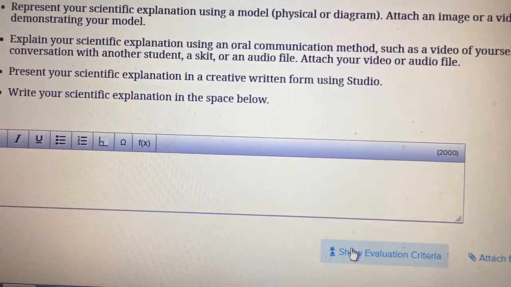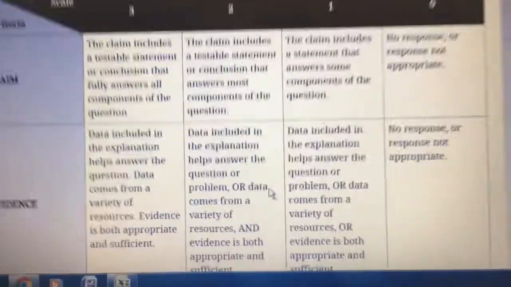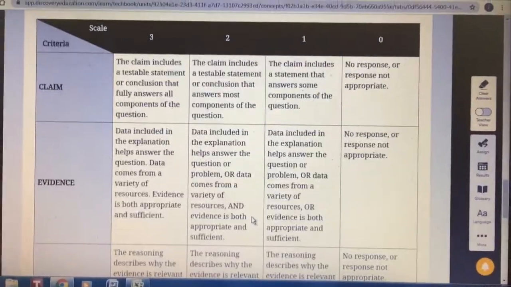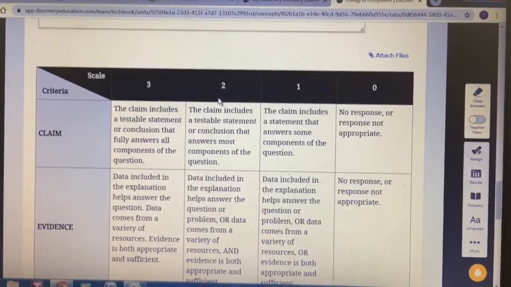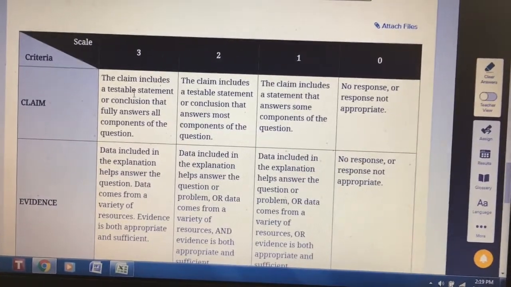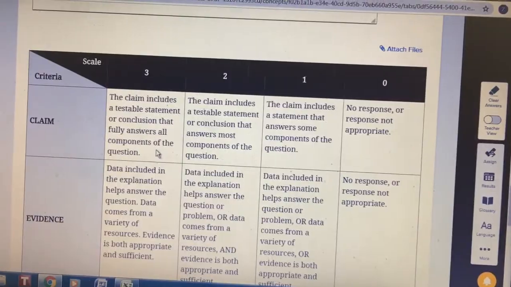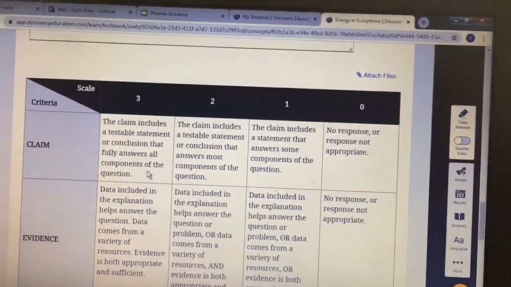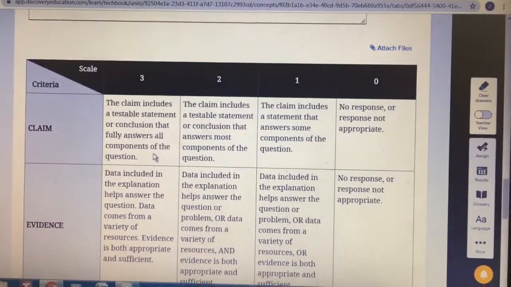And again, to make sure that you're answering it with full credit, okay, here is the rubric at the bottom. All you have to do is click on Show Evaluation Criteria. And I'm grading you on your claim. So to get full credit, the claim includes a testable statement or conclusion that fully answers all components of the question. So again, a claim that would answer how organisms interact with their environment using living and non-living sources.